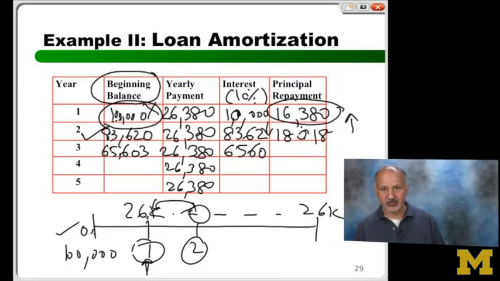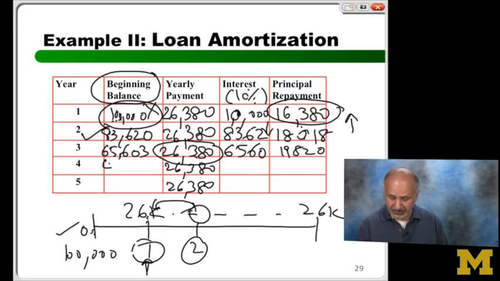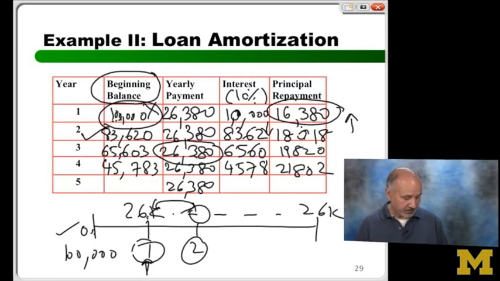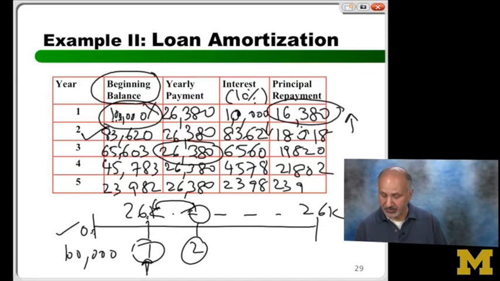And how do I get this column? I know that the number has to increase because this dropped and this amount is the same. So 26 is the same. So I subtract 6,500 from 26, I get 19,820. Okay? Same thing, let me just write it out, 75,783. This number drops to 4,578. This number goes up to 21,802. This number becomes 23,982. This number is 2,398. And the last number is 23,982.